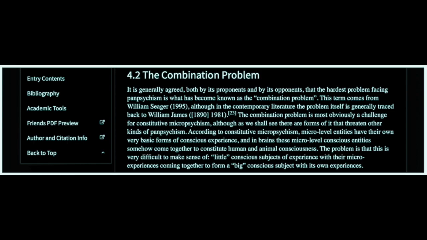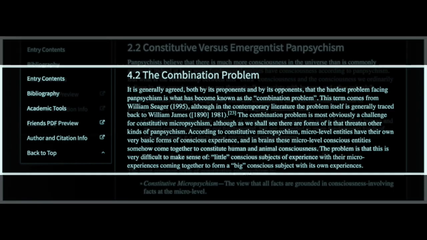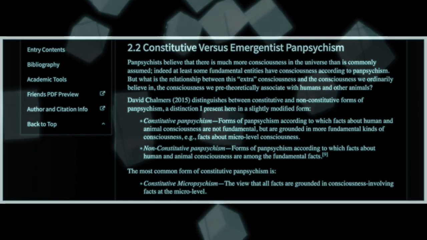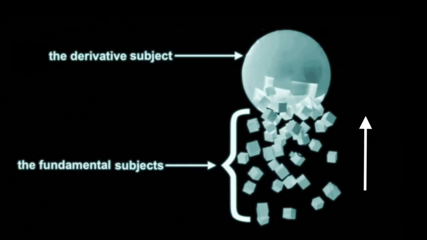Before I explain the decombination problem, I'm going to start by describing the combination problem. The combination problem is primarily seen as a problem for constitutive or emergent micropsychism. Constitutive or emergent micropsychism is the view that macro-level subjects, like humans and animals, are constituted by or emerge from micro-level subjects, such as fundamental entities like particles.